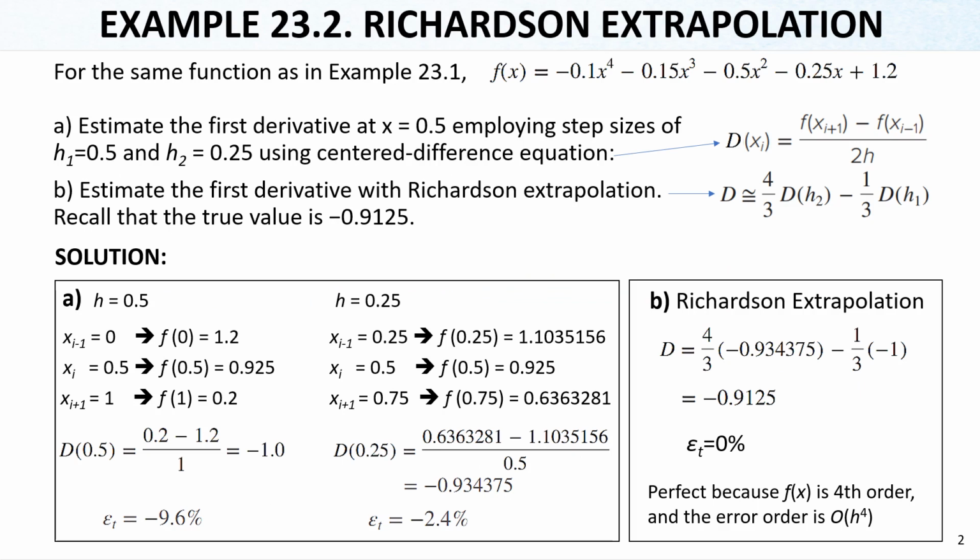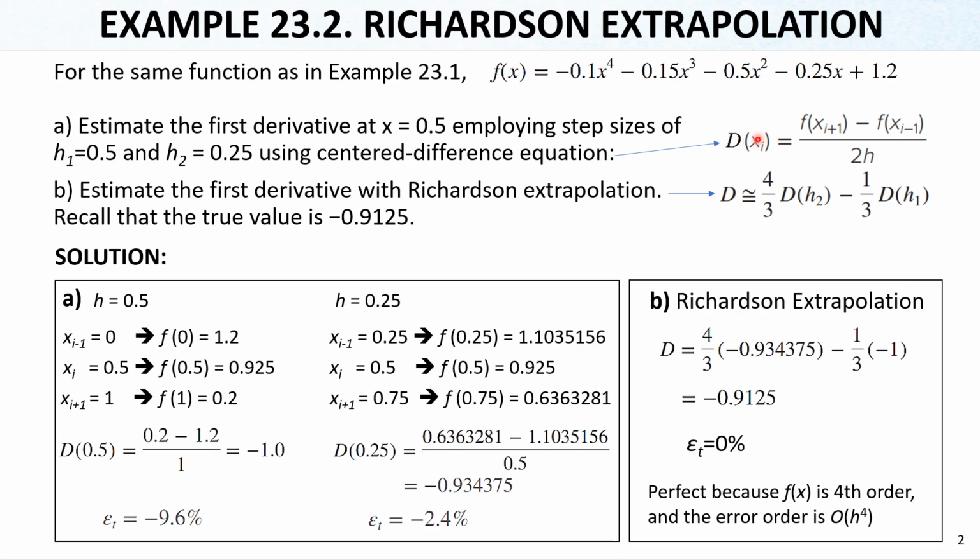Here we have an example for Richardson extrapolation. For the same function as in example 23.1, where we used the forward, backward, and centered difference approximations, we want to estimate the same for x equals 0.5, employing step sizes of 0.5 and 0.25. The centered difference equation was this, if you remember, the simplest version, just with two terms. With the Richardson extrapolation, we want to use this for two different step sizes: 0.25 for h2, and 0.5 for h1.